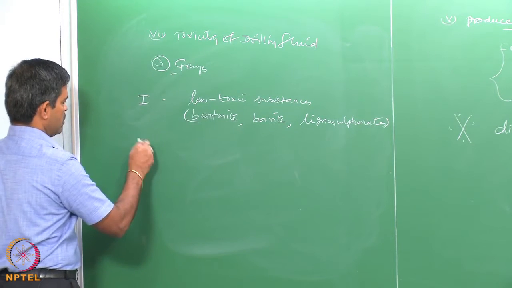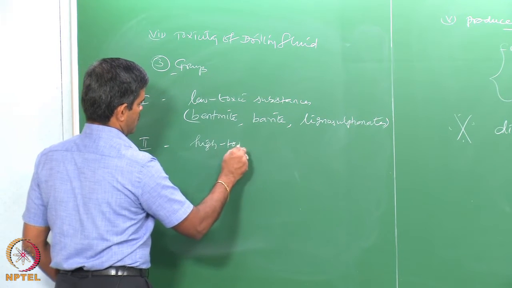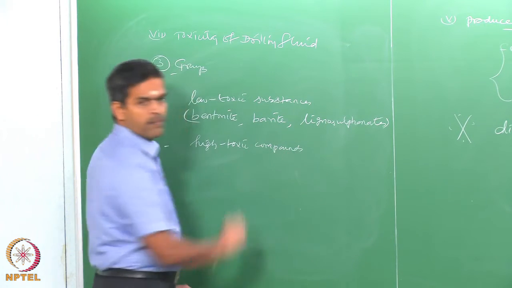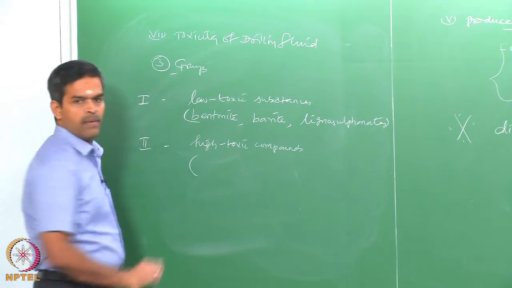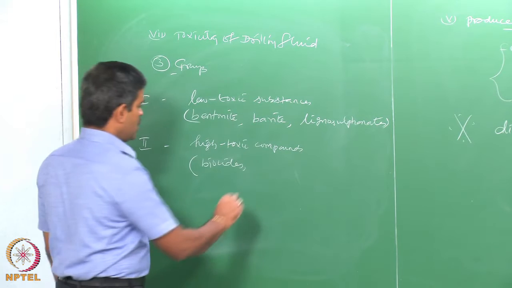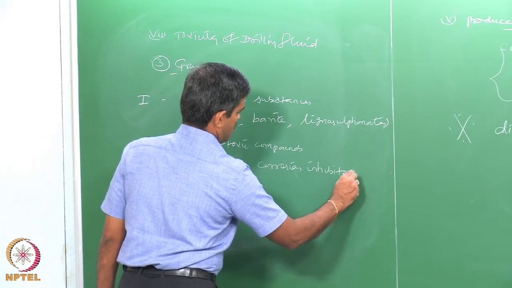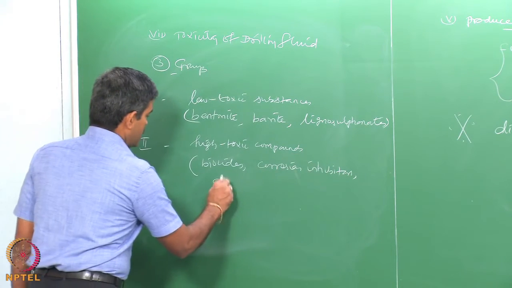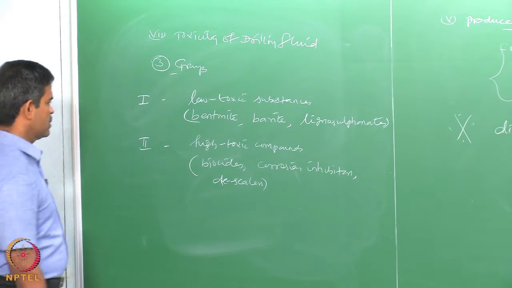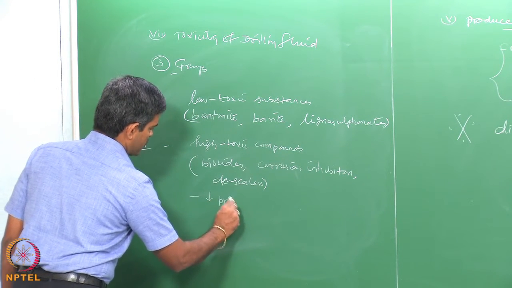Group 2 refers to highly toxic compounds. Example: biocides, corrosion inhibitors, descalers. Of course, it is advantageous from the researchers' results, they are seen in very small proportions.